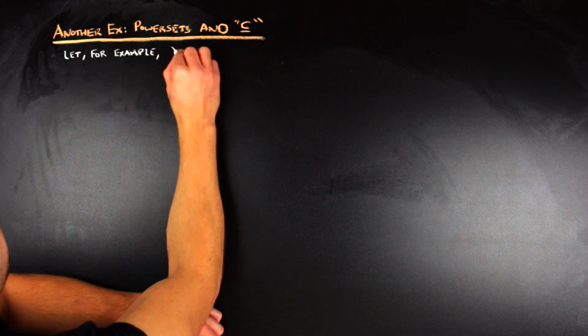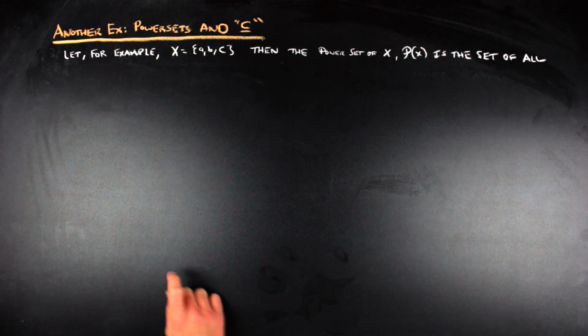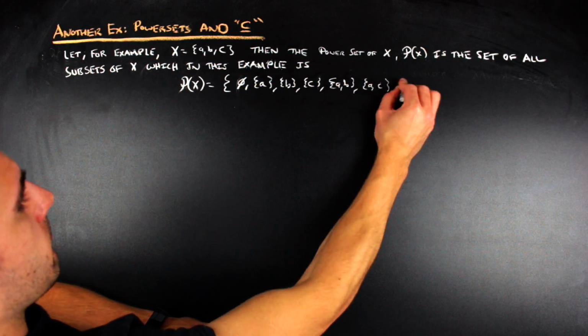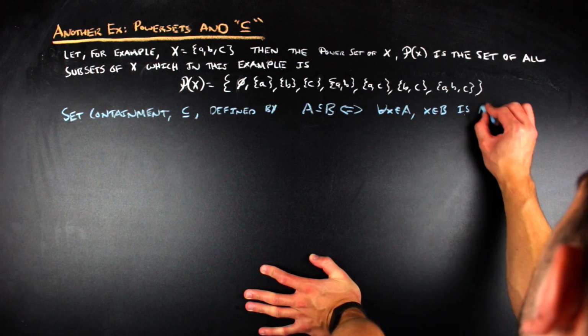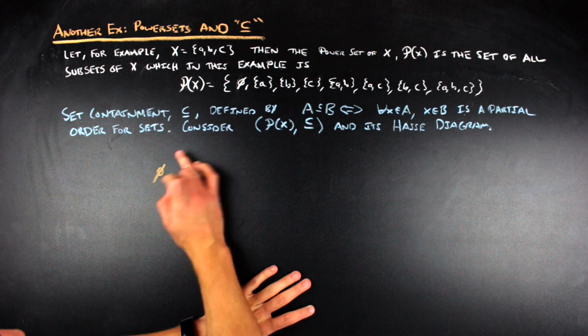Then the power set is going to be the set of all subsets of that set of 3 elements. And so we'll get these 8 elements in our power set. The subset relation is a partial order on sets. And so we can use that subset relationship to generate the following Hasse diagram.